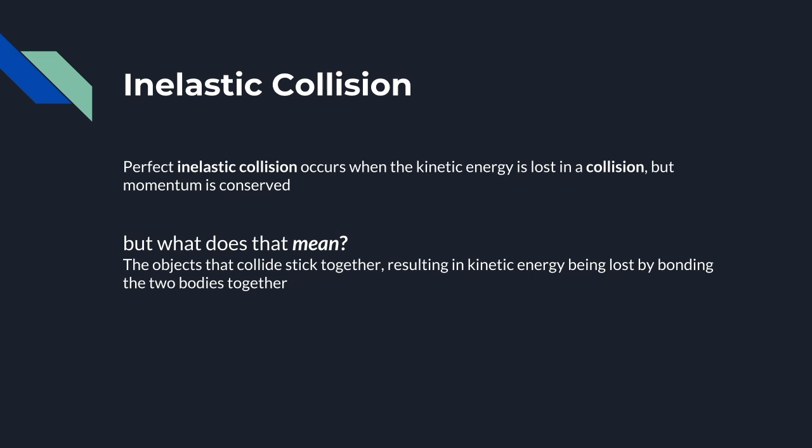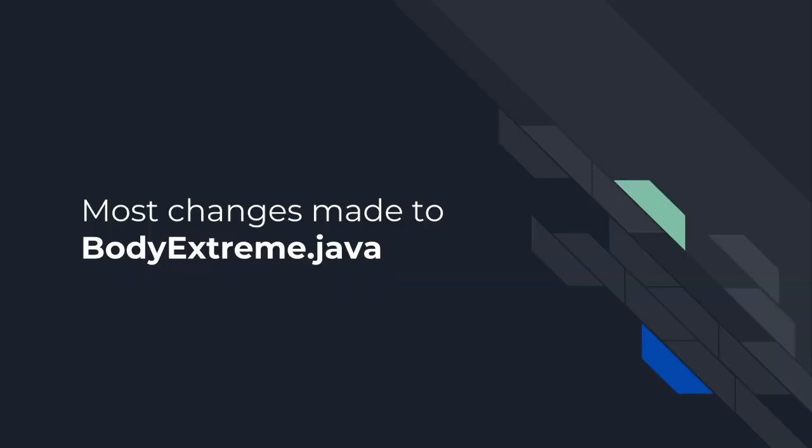So in an inelastic collision, the objects that collide stick together, resulting in kinetic energy being lost by bonding the two bodies together. So that's why we sometimes don't observe planets bouncing off of each other. Let's look at the changes that were made to Body.java in BodyExtreme.